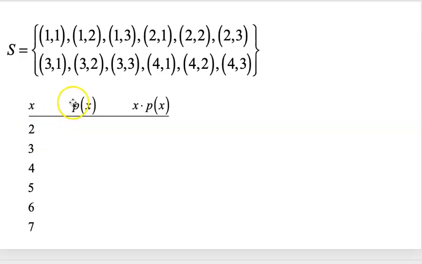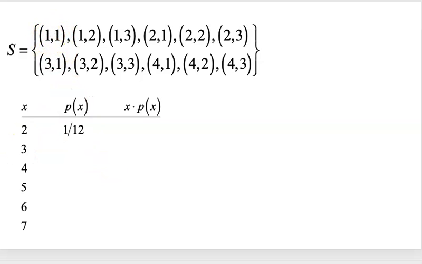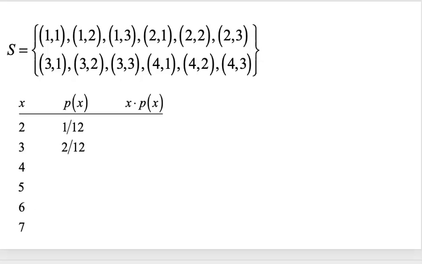So again, we started with 2. 1, 1 is the only case. 1 plus 1 is 2. That shows up one time in 12. How about 3? How often do we see 3? Here's 1 plus 2. Here's 2 plus 1. Any other 3s? I don't think so. So 3 shows up 2 times in 12.